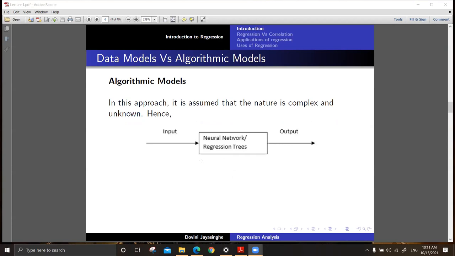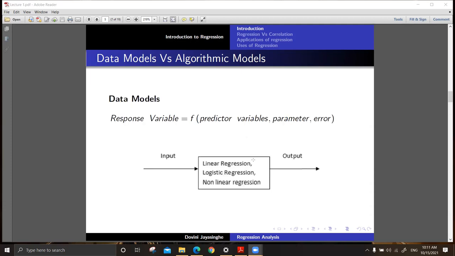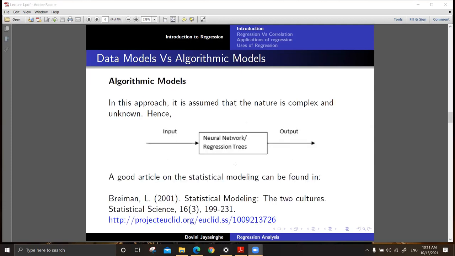We use machine learning techniques, neural networks, regression trees, data mining and machine learning techniques. So those are not coming under classical statistics. So here we are not going to handle these, we are going to handle only these. If you are more interested in these, you can read through this as additional material.